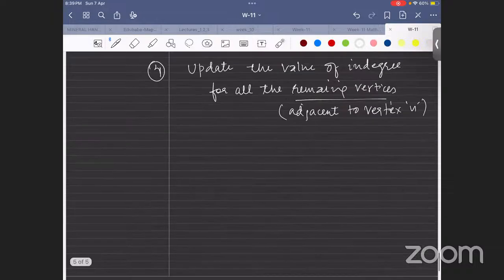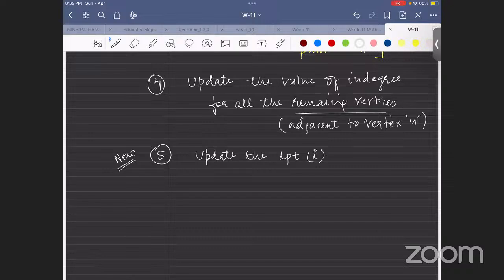Now the fifth step that we have to do is to update the value of the longest path to I. So this is the new step that we are doing. Update, I'll write the longest path to that point. Whatever the point, let's for example, this is I, right? We were discussing the longest path to I, we have to update those values. And I's are what? I are the vertices that are connected or adjacent, right?